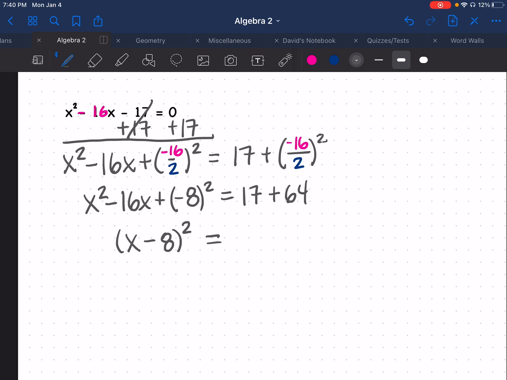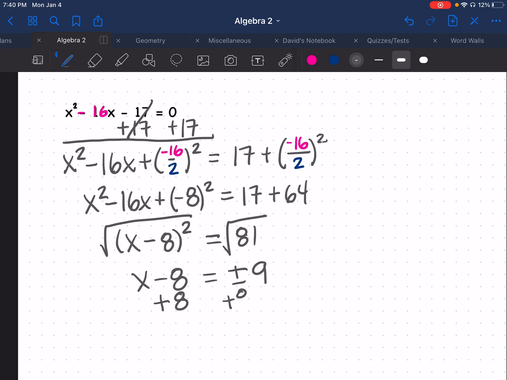Okay, there we go. Plus 64, 81. You're going to take the square root of both sides, leaving you x minus 8, and the square root of 81 is plus or minus 9. I'm going to add 8 to both sides, and I get 8 plus or minus 9. I'm going to go ahead and split them.